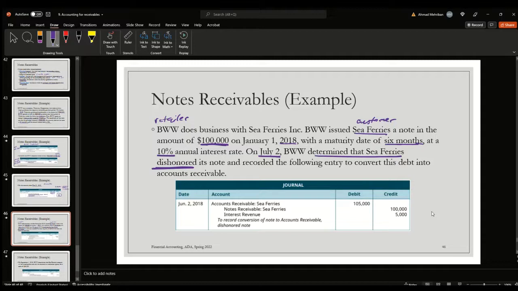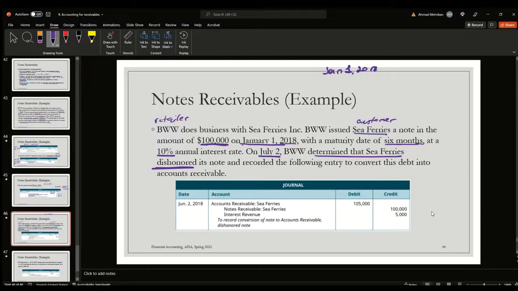It is very similar to bad debt, except we do not use the bad debt method because we're dealing with notes receivable. So the note receivable that we originally recorded, let me go back here to the top and write it on the date. January 2018, we recorded this on January 1, 2018.